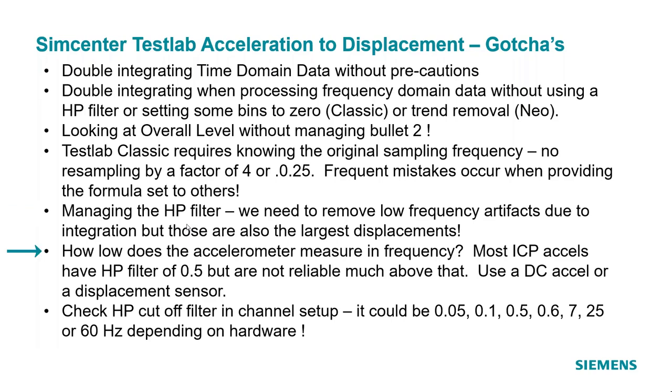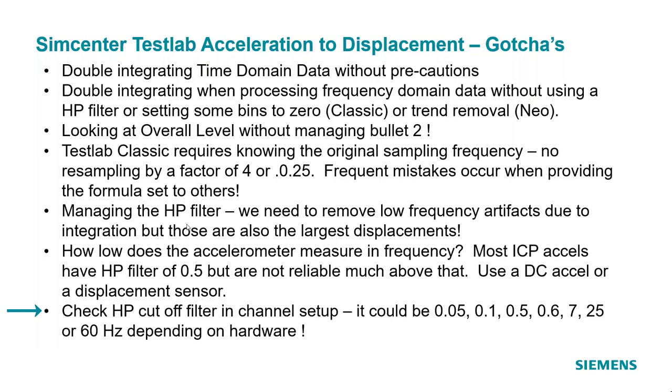Next point is, how low does the accelerometer measure? Most ICP accelerometers have a high pass filter of 0.5 Hz, but they're not very reliable above that. So make sure you check the specifications on the accelerometer. Make sure it's a low frequency accelerometer. And possibly you might need to use a DC accelerometer to go down to that lower frequency, or use a displacement sensor instead.